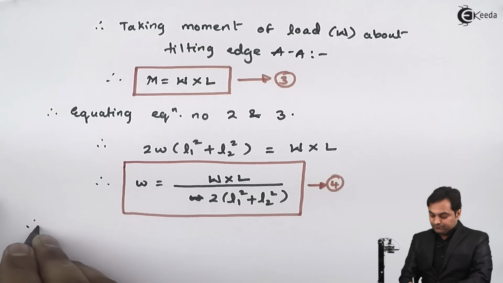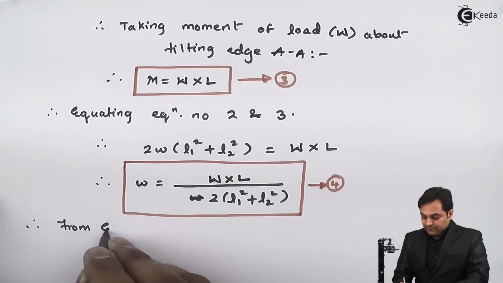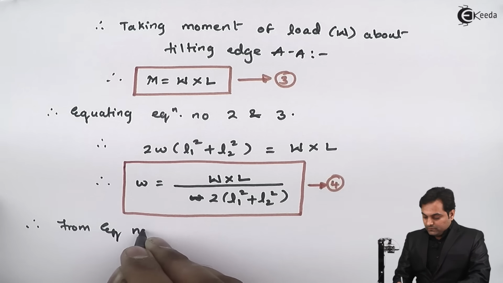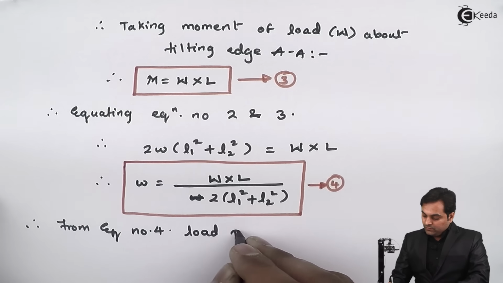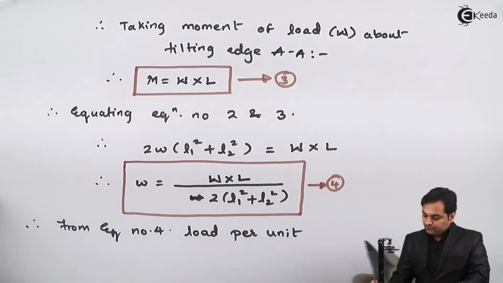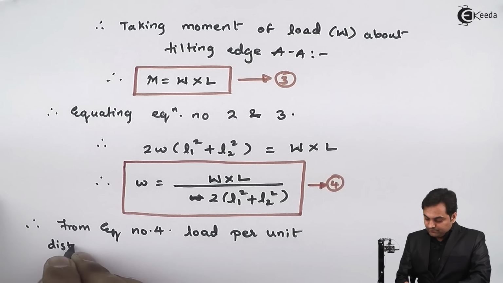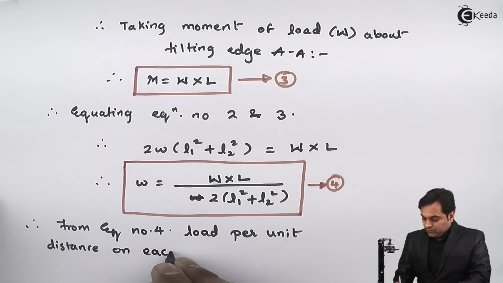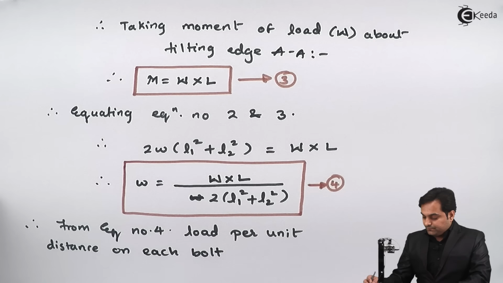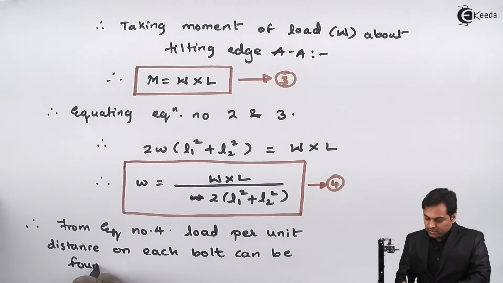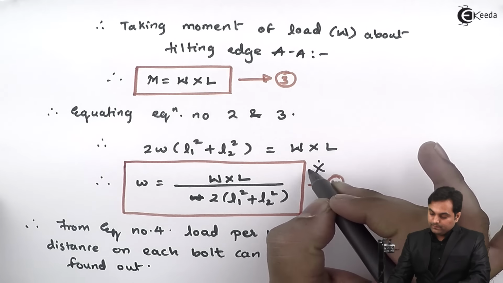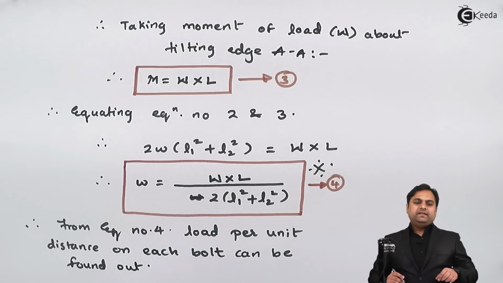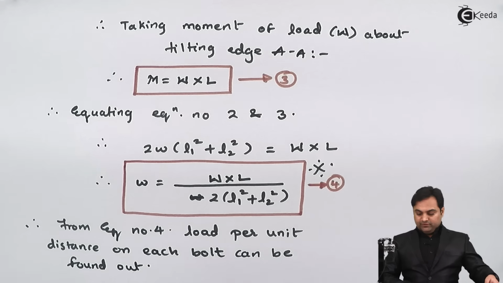So therefore from equation number 4, load per unit distance on each bolt can be found out. So here we have equation number 4. From this equation we can calculate how much will be the load on each of the bolts.